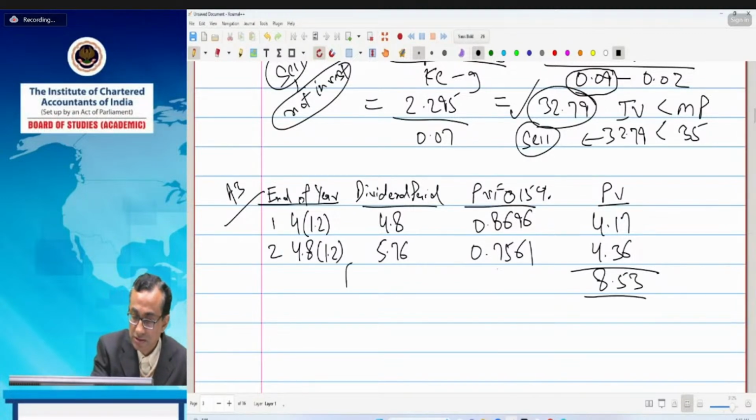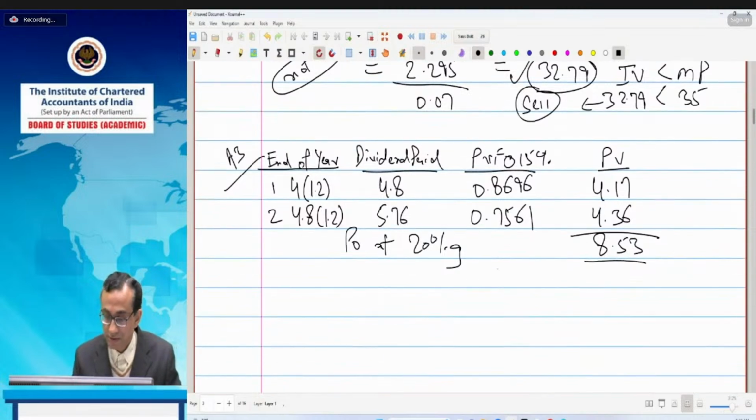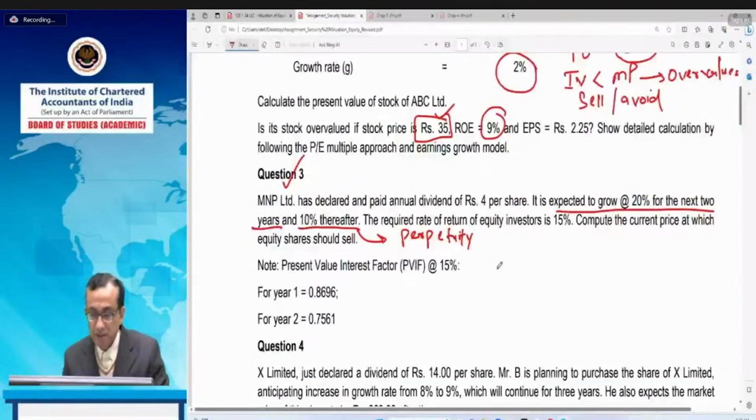So this is the present value at the 20% growth rate. Now, again, go back to the question. It is telling that after 2 years, the dividend growth rate will be 10%. And 10% thereafter means it will be followed till perpetuity, continuity, indefinitely.